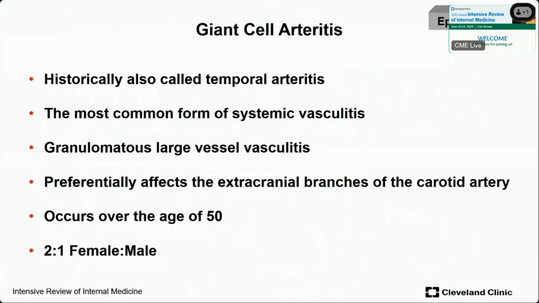So giant cell arteritis, historically also called temporal arteritis, is the most common form of systemic vasculitis that affects us as people. This is a granulomatous large vessel vasculitis that preferentially affects the extracranial branches of the carotid artery. It occurs in people over the age of 50, predominantly people in their 70s, and this mostly affects women in a ratio of 2 to 1.